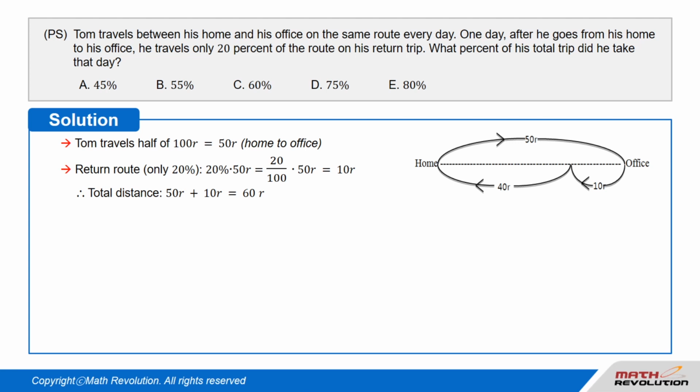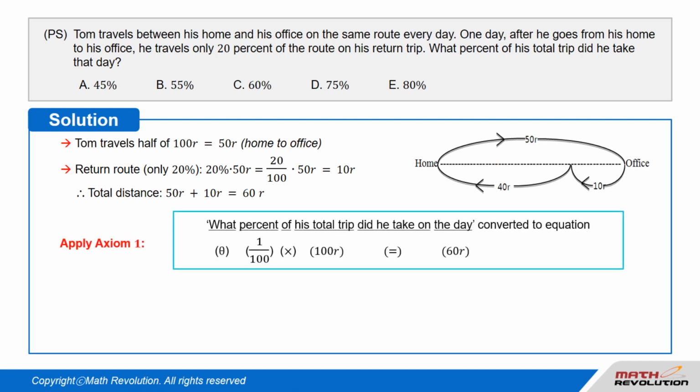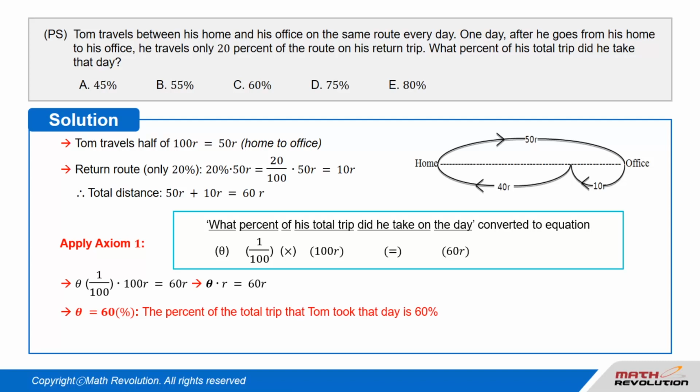Therefore, the total distance he covers that day is 50 times R plus 10 times R, equal to 60 times R. Using axiom 1, we get what, which is theta, times percent, which is 1/100, of, which is multiply, times his total trip, which is 100 times R, did it take on, which is equal to, the day, which is 60 times R. This converts into the equation theta times 1/100 times 100 times R equal to 60 times R, or theta times R equal to 60 times R, and we get theta equal to 60%.